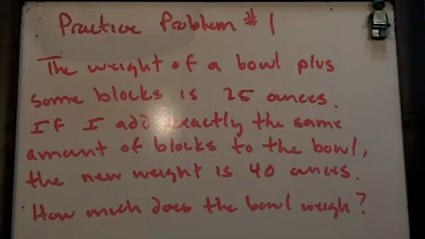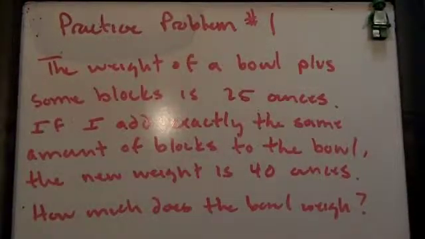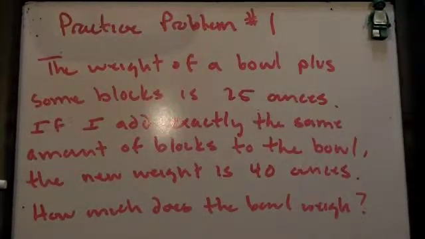Okay. Do you understand the problem? Yeah. How much does the bowl plus the blocks weigh initially? 25 ounces. And when I add exactly the same amount of blocks, how much does it weigh now? It's going to weigh 40 ounces. Okay. So, we're going to try to figure out how much the bowl weighs. Okay. So, let's erase.